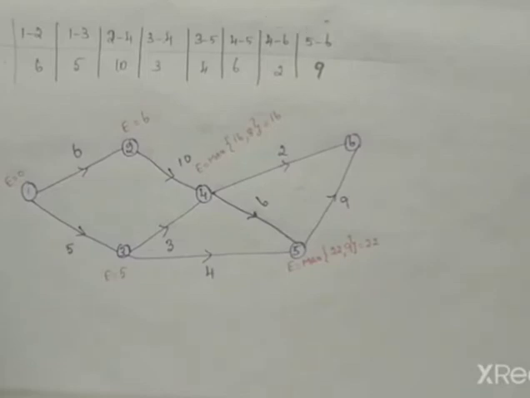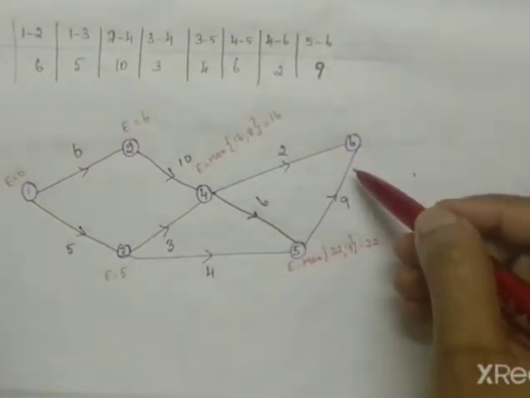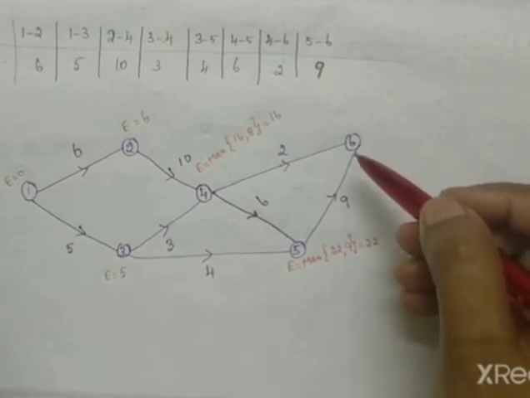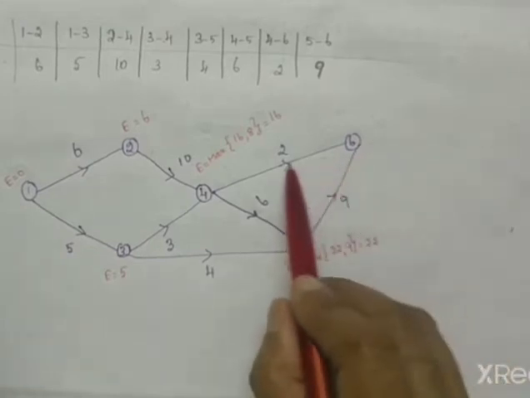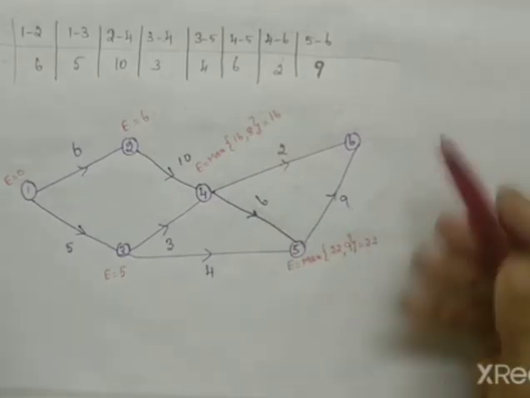Finally we come to the sixth activity. For the sixth activity also there are 2 incoming activities. So again we go for the maximum of the duration plus E value for each of the two.